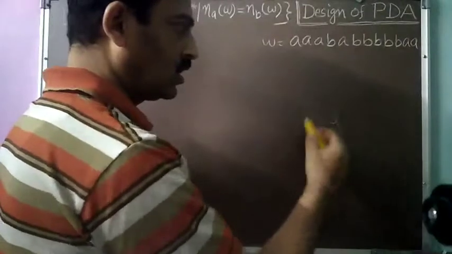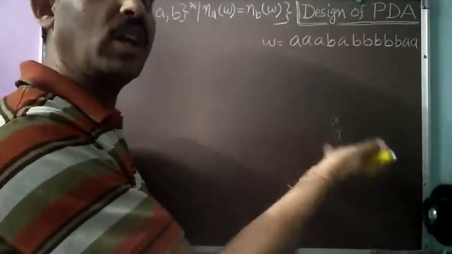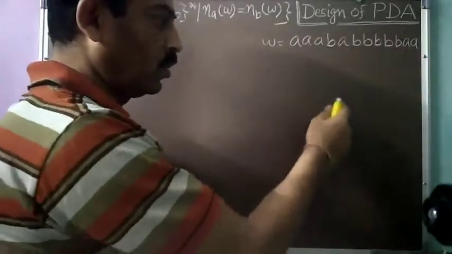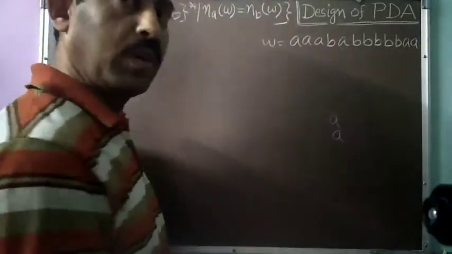So this strategy will always tell us how many symbols are remaining to be matched and which symbol. So in this case, suppose A's were more up till now, the number of A's were more, so A's will be on the push down store.